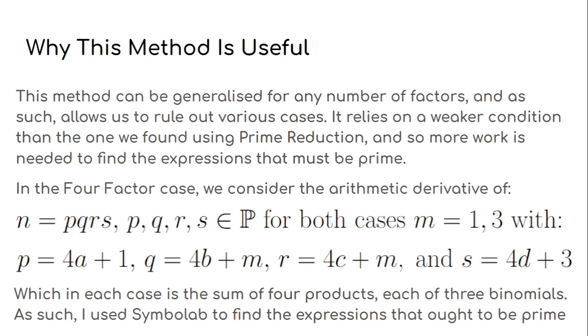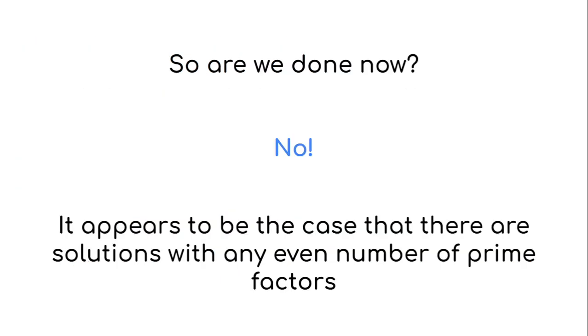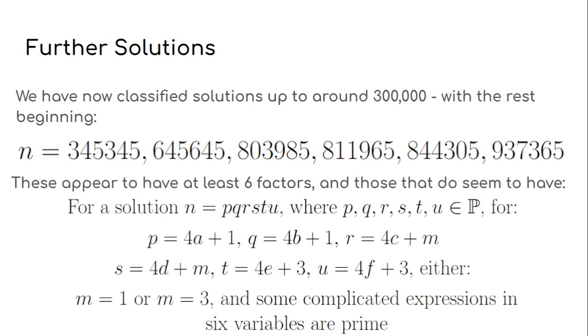So are we now done classifying solutions? No. The first that doesn't fit any of the patterns I have laid out is the number 345,345, which is a very satisfying number, which has 6 prime factors. We can again use the method of modulo derivatives to find that there are 2 cases here. The first being when you have 4 factors of the form 4k plus 1 and 2 of the form 4k plus 3, and the second being when you have 2 of the case 4k plus 1 and 4 of the case 4k plus 3.